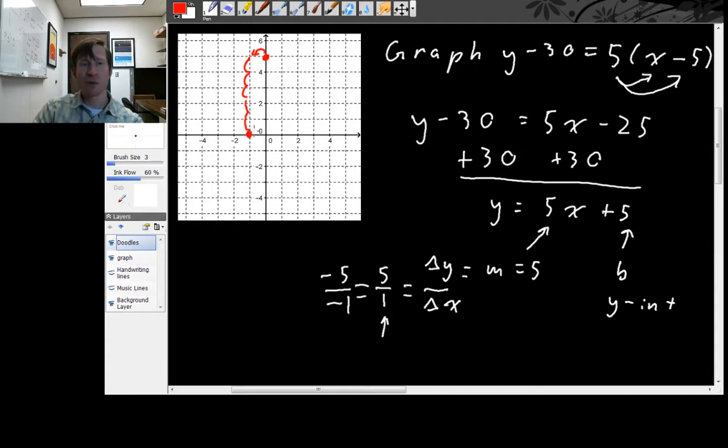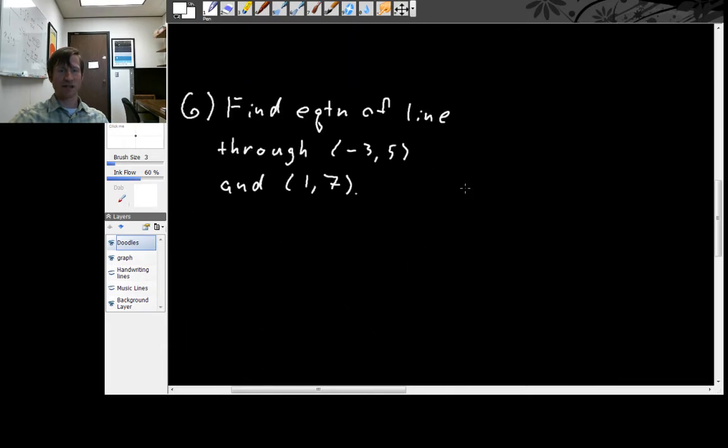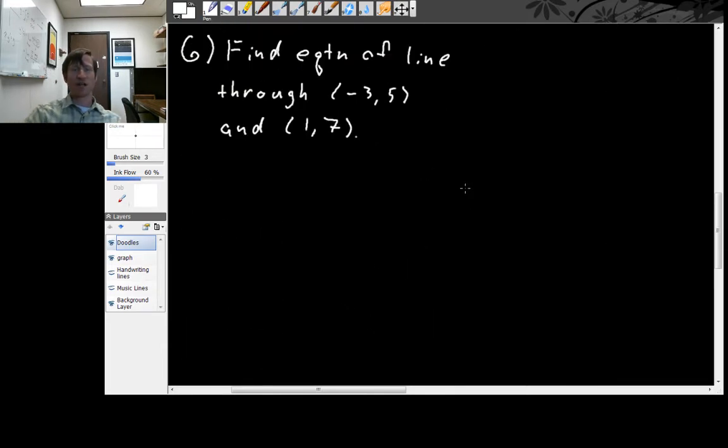Now that we have 2 points on our line, we can go ahead and just draw the line. So like this, which is hard to do on this tablet. So there's our line. All right, so now let's have a look at number 6. Here's number 6. Find the equation of the line through these 2 points, negative 3, 5 and 1, 7.